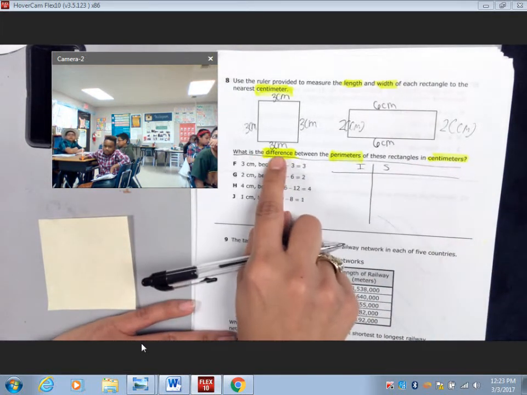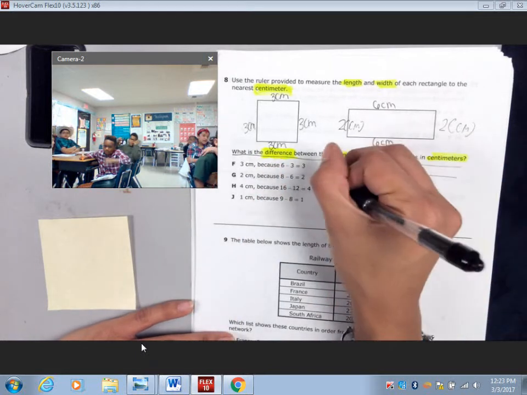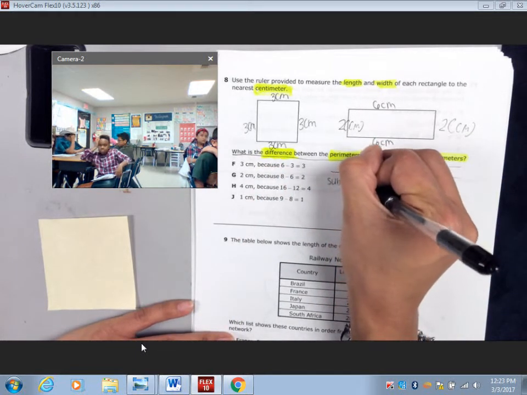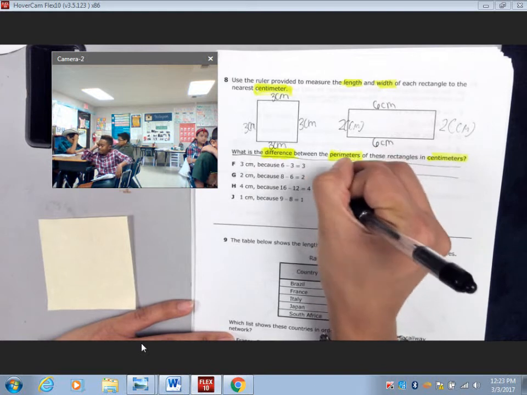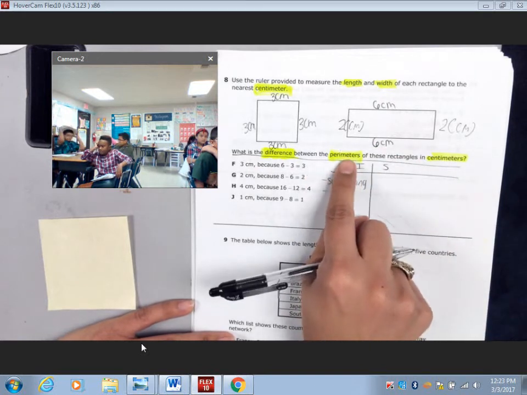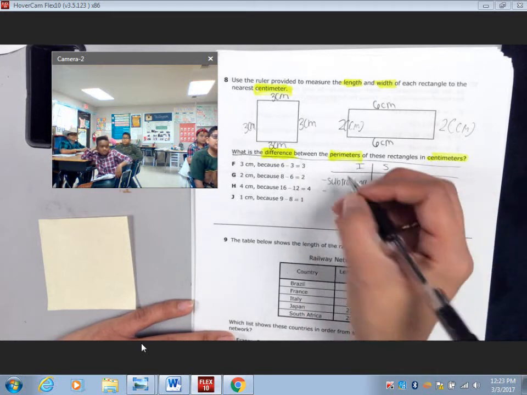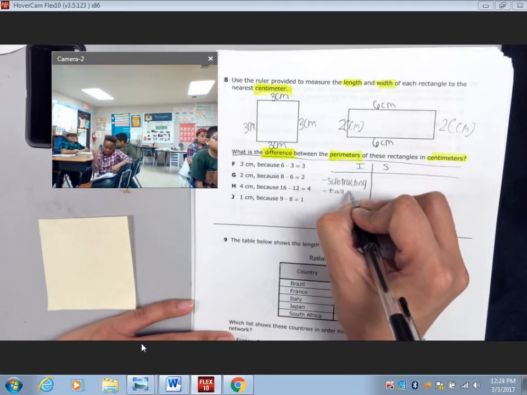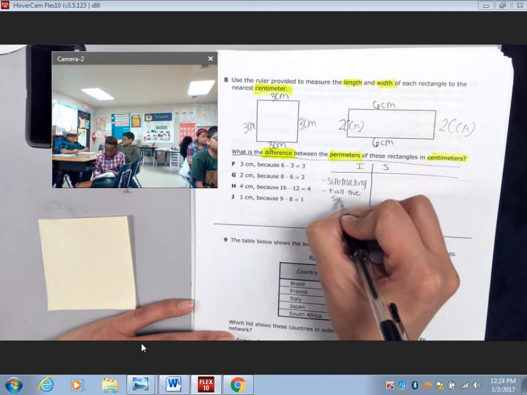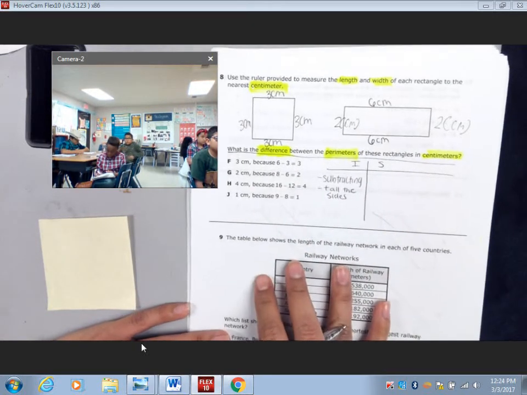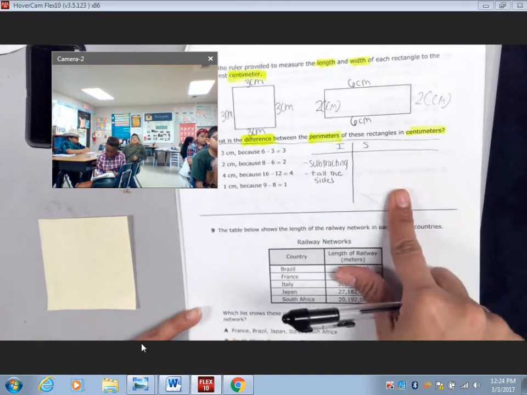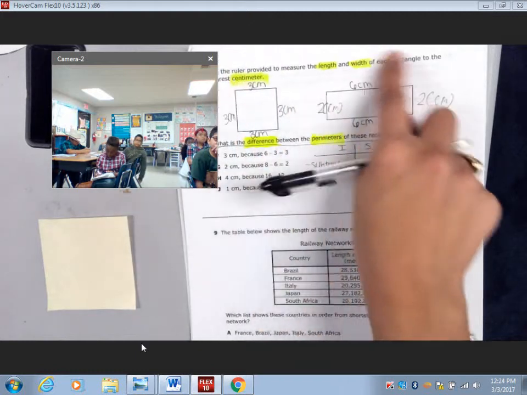What do we know about difference? Subtracting. What do we know about perimeter? You have to add all the sides. Very good. Adding all the sides. Okay, and now we're going to solve. Okay, now we labeled everything.